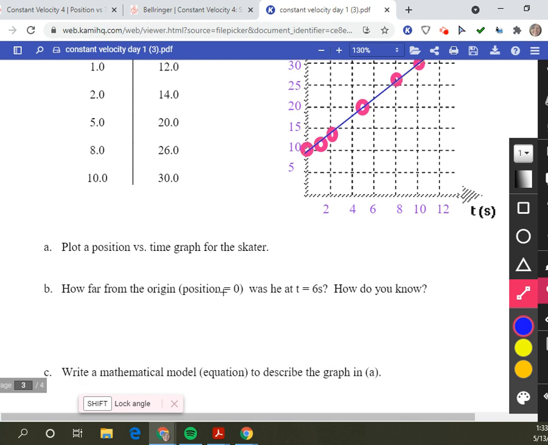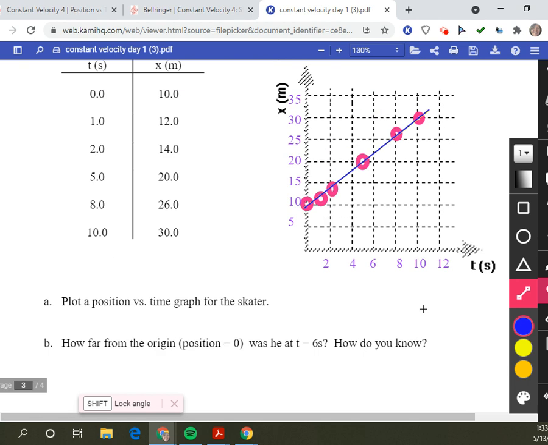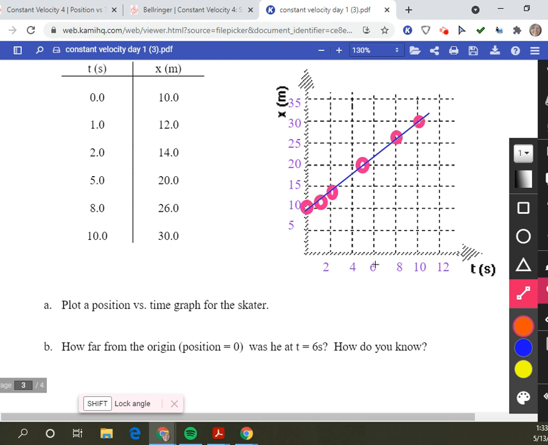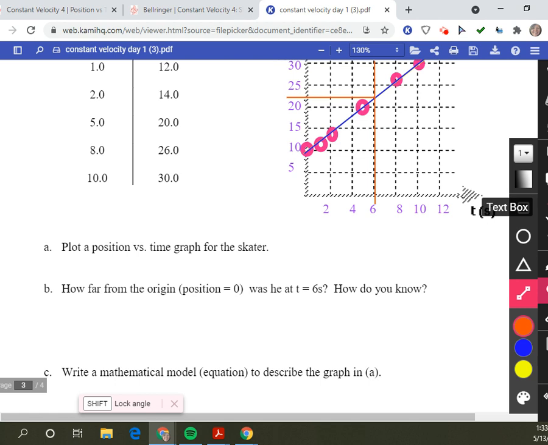How far from the origin, 0, was he at 6 seconds? How do you know? All right. Well, at 6 seconds is right here. We do not have an actual data point that says 6 seconds. So how can we figure out where they were? Well, we can definitely interpolate, so bring information from the graph. And we can say, well, at 6 seconds, they're at about 22 meters, because the data points make a straight line. Okay?